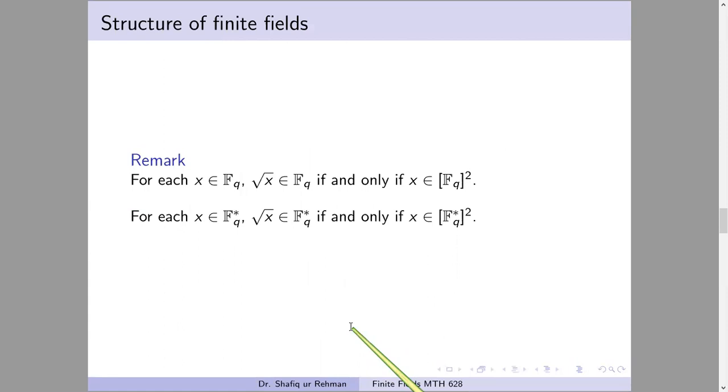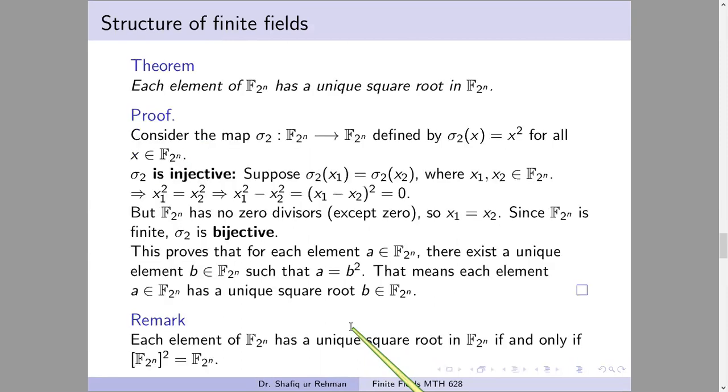And now, these are just observations from the example, and now we will prove these facts in general. The first fact is that for a field of characteristic 2, a field of even order, f2 power n, each element has a unique square root in this field. We have observed this in the example, but we need to prove this in general.